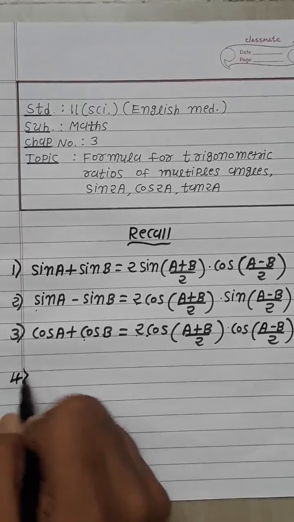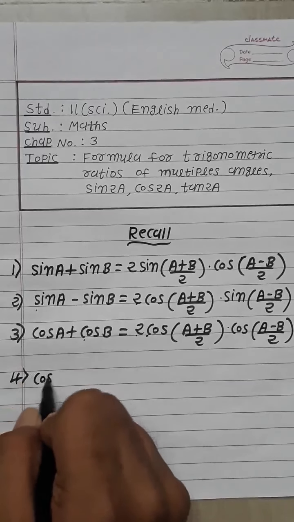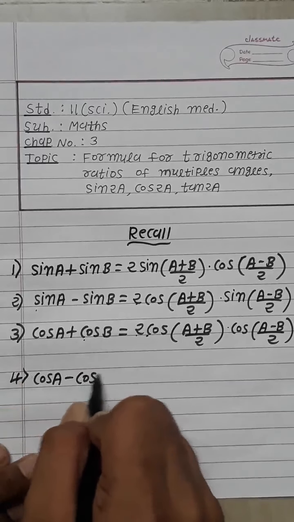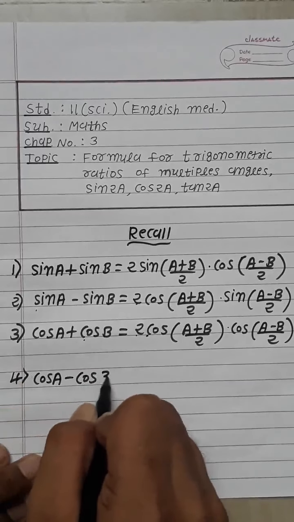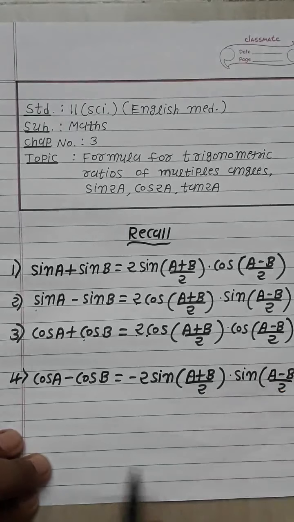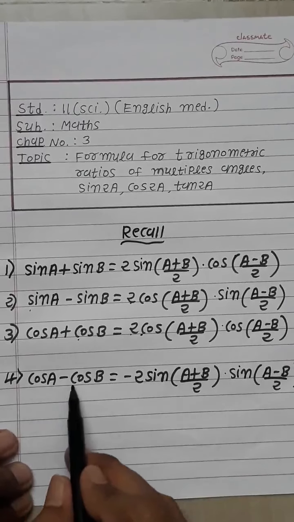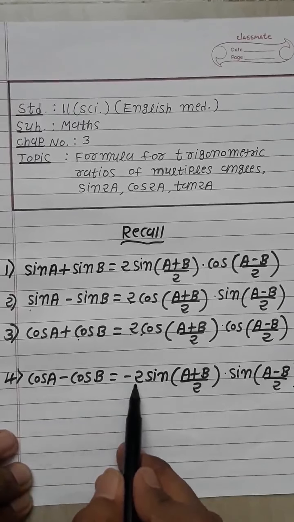And the fourth one, cos A minus cos B is equal to minus 2 times sin of (A plus B divided by 2) into sin of (A minus B divided by 2). Short form: c minus c is equal to minus 2ss. Now, related to these formulas, let's discuss some examples.